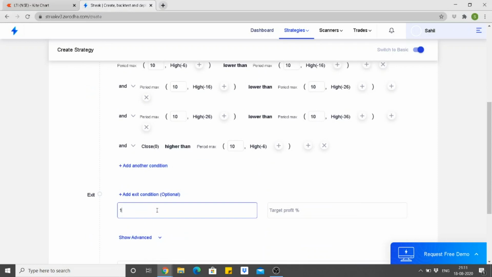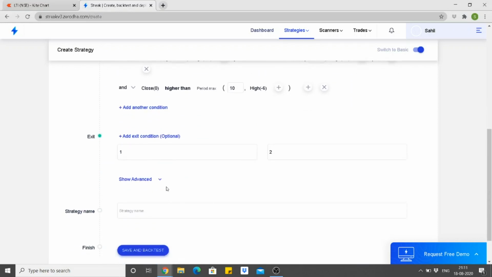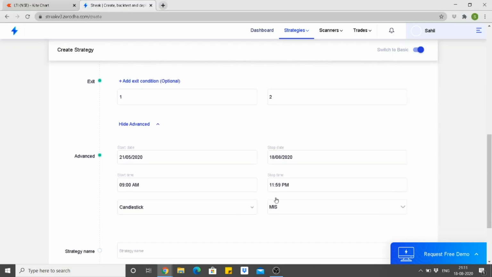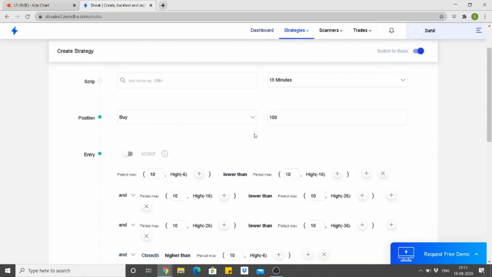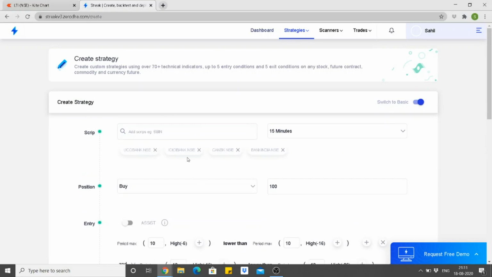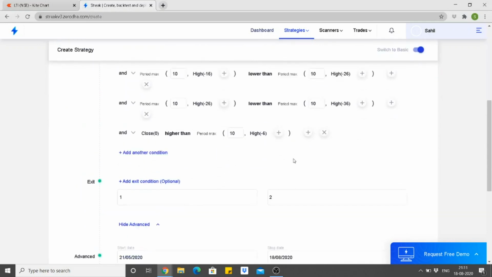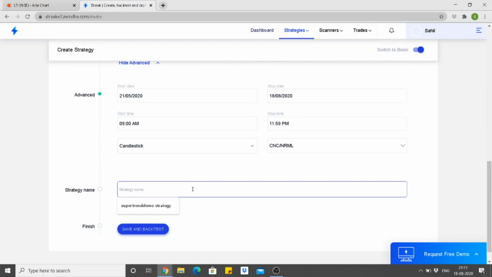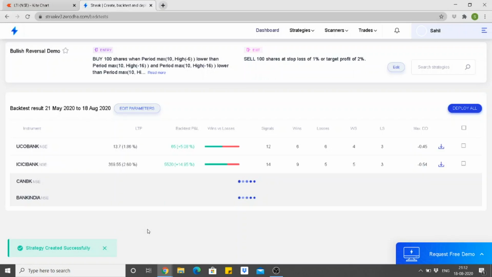I'll be inputting a stop loss of 1 and a target profit of 2, so that we can maintain a moderate risk to reward ratio. I would like to deploy this strategy on CNC. This is a CNC strategy. We will let the chart type remain candlestick only. Let's go ahead and run this particular backtest on a bunch of banking stocks that I have for this strategy. We can name the strategy something like bullish reversal demo. Okay, let's go ahead and backtest this strategy.